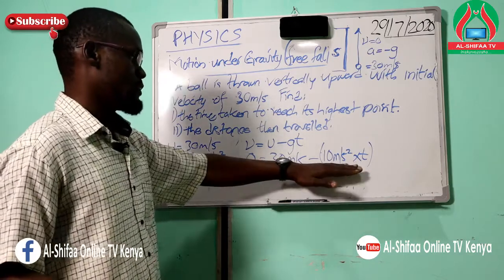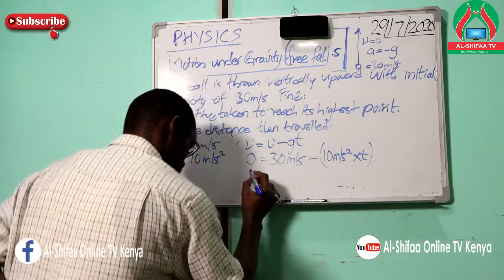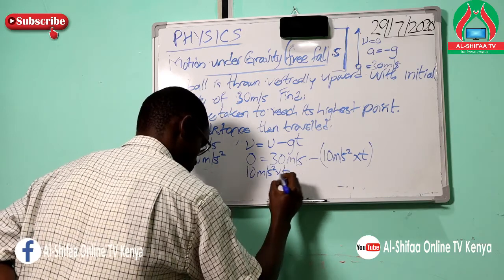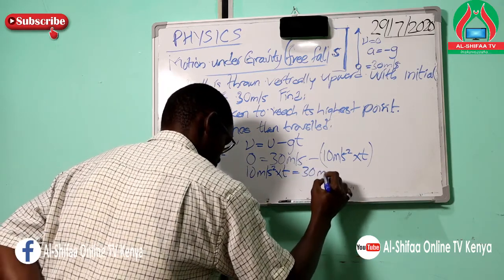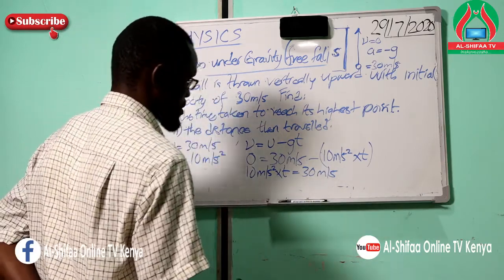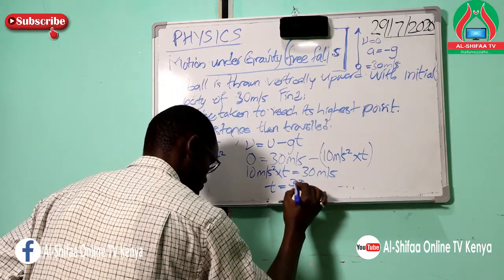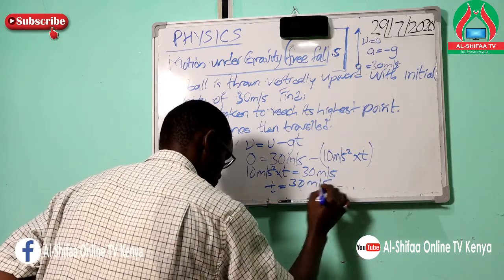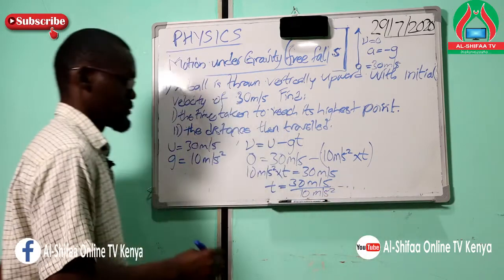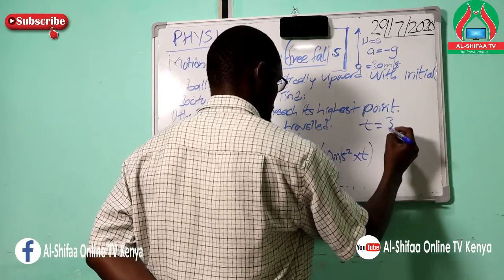We can take the 10 to the other side, whereby we'll have 10 meters per second squared times t is equal to 30 meters per second. We divide both sides by 10 meters per second squared, whereby we'll have that t is equal to 30 meters per second over 10 meters per second squared. When you divide it through, we get that time t is equal to 3 seconds.